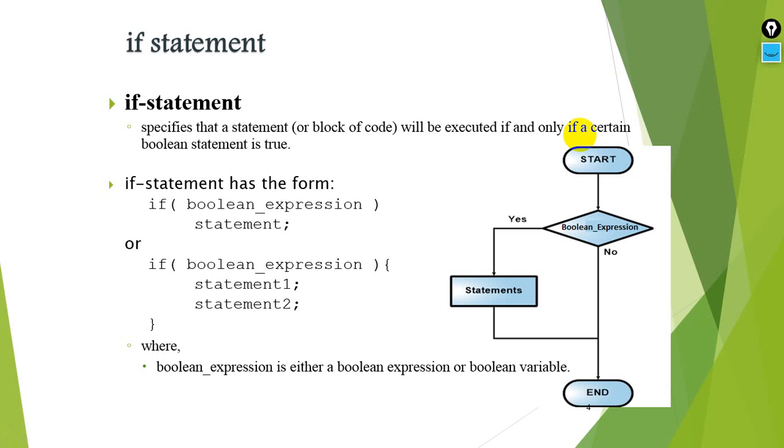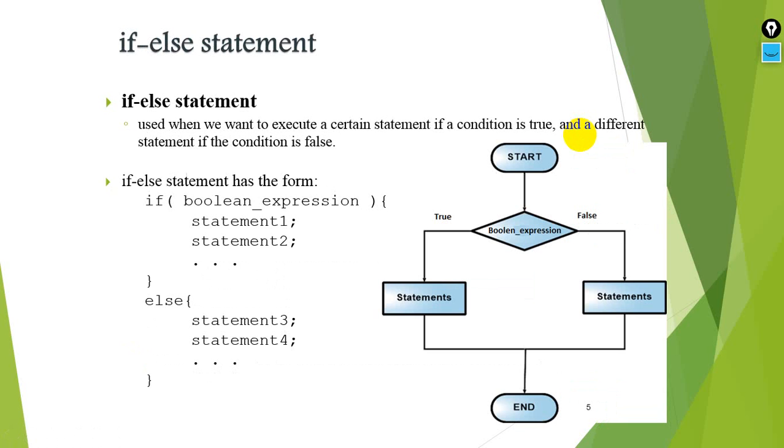Okay, so now the second control structure for decision making is the if else statement.